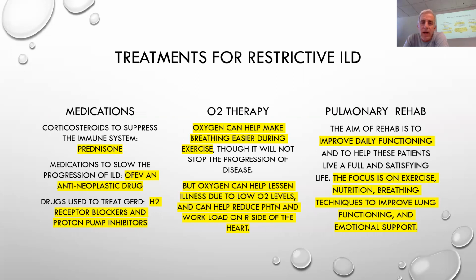So I just put this in as treatment for ILD, which is interstitial lung disease. Things like pulmonary rehab is viable. O2 therapy is a viable approach. Some medications. Again, some of these medications overlap with your COPD, like the steroids, not the anti-neoplastics, but bronchodilators, your steroids, the H2 receptor blockers, or proton pump inhibitors, to slow the erosive effect that your GERD might have on your upper airways, for instance.